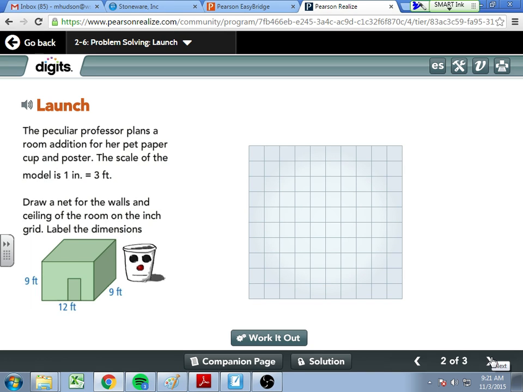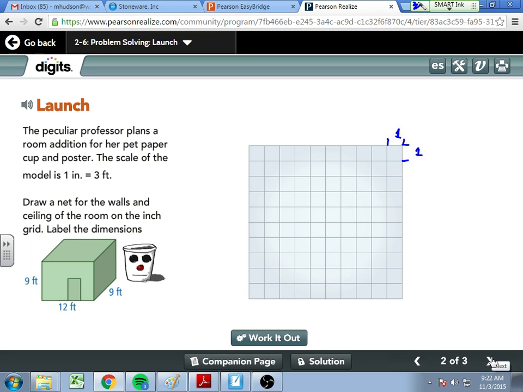A peculiar professor plans a room addition for her pet paper cup and poster. The scale of the model is 1 inch to 3 feet. So this is the actual. Draw a net for the walls and the ceiling of the room on the inch grid. Notice it tells me inch grid. So that means every width and length here, each of those are 1 inch. So it's going to be 1 by 1.